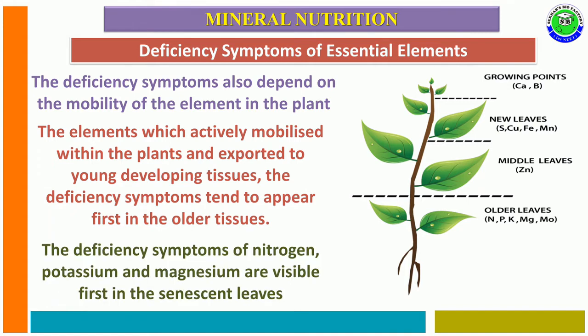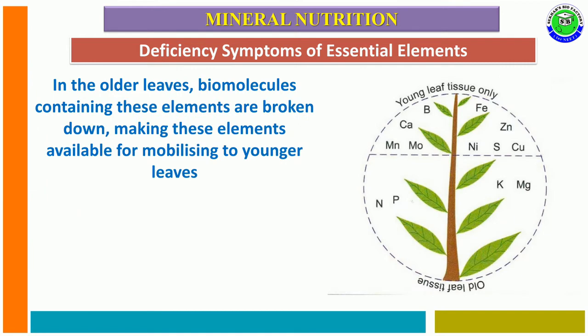The deficiency symptoms of nitrogen, potassium and magnesium are first visible in the senescent or old leaf before leaf falling. The older leaves have various biomolecules, and these biomolecules are broken down, making the element available through mobilization to young leaves or young tissues. The mobilized elements are frequently exported to younger parts from older leaves, so that their deficiency is first seen in older tissues.